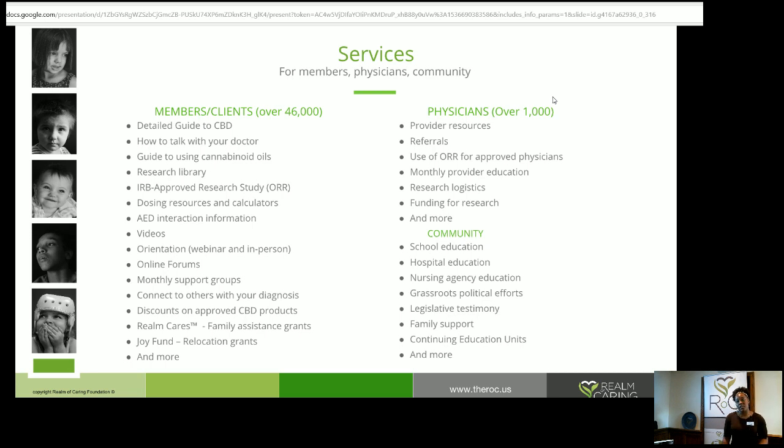For physicians, if you are working with an attending physician and maybe they don't know as much about CBD or dosing or how to help you, or maybe you're a physician yourself, we do have a practitioner portal where a physician can register for free, similar to a client account, and you can access the dosing with your physician and talk about therapy options that way. So we are providing continuing education for providers. And then we also have community resources, like I mentioned, school education, hospital education, nursing agencies requesting education. So we do a lot here.